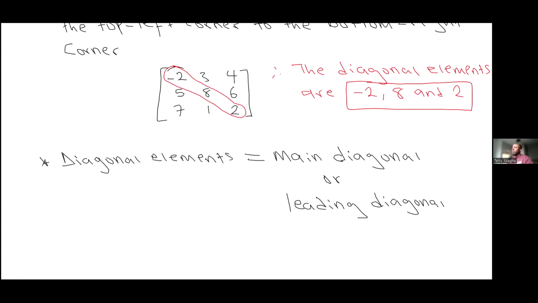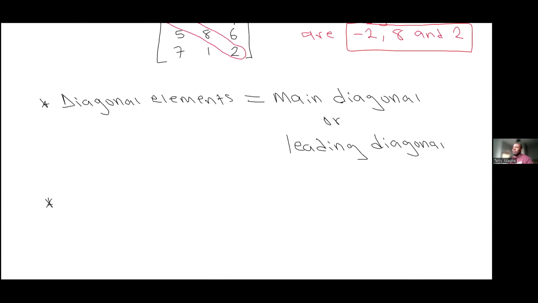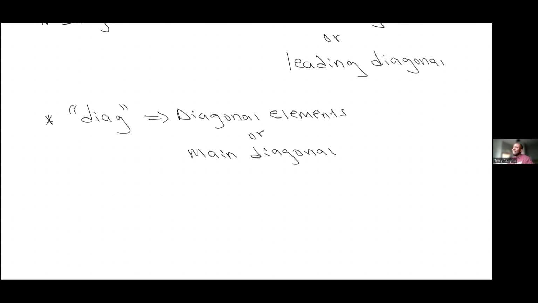All right, good. Now, how do you represent it? Usually we represent the diagonal using diag. So when you see diag, it means we're talking about the diagonal elements. It's either we're referring to the diagonal elements, or the main diagonal, or the leading diagonal.